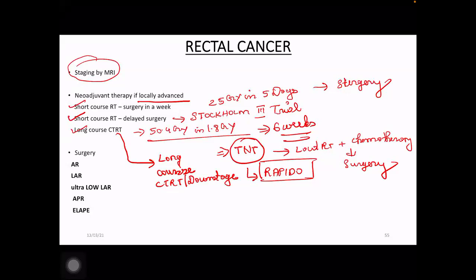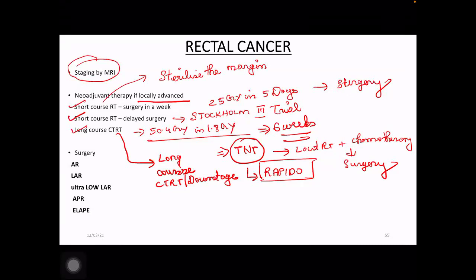So when do you prefer a short course RT? In a nutshell, when you want to sterilize the margin, when your CRM is threatened, the tumor is just close to your CRM or the resection margin. In that case, you can do a short course RT. So this is where you choose a short course RT, and this is where you choose a long course RT. For a tumor which is T4 with bulky nodes, you definitely have to go for a long course chemotherapy. For a tumor which is very close to the circumferential resection margin, otherwise not a very bulky tumor, you can go for a short course RT.